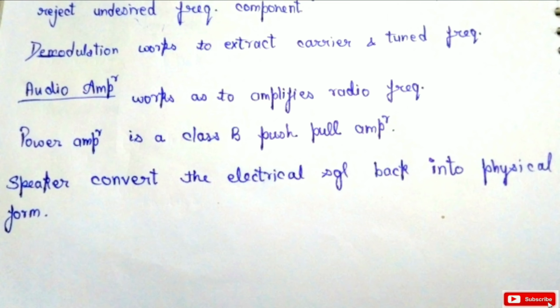Then the audio amplifier. The audio amplifier works to amplify the selected frequency signal. Then the power amplifier. The power amplifier is a class B push-pull amplifier which amplifies the current signal, because in the speaker we need both voltage and current. So the audio amplifier amplifies the voltage of the selected radio frequency component, and the power amplifier boosts up the current component. Then the speaker. The speaker converts the electrical signal back into physical form and we listen to our music.